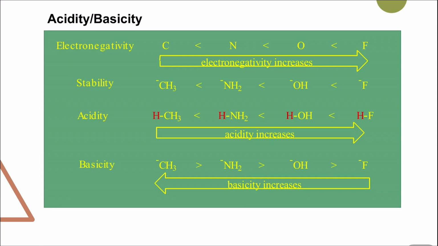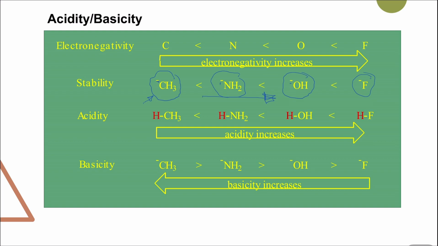So let's have a look across the periodic table. Across the period, carbon is less electronegative than nitrogen, which is less electronegative than oxygen, which is less electronegative than fluorine. So the electronegativity increases across the period as we go to the right. That means the conjugate base formed from carbon, with a negative charge, will be much less stable than the nitrogen with a negative charge, which is less stable than the oxygen with a negative charge, and less stable even than the fluoride with a negative charge.